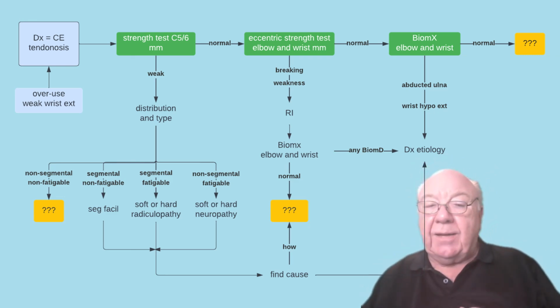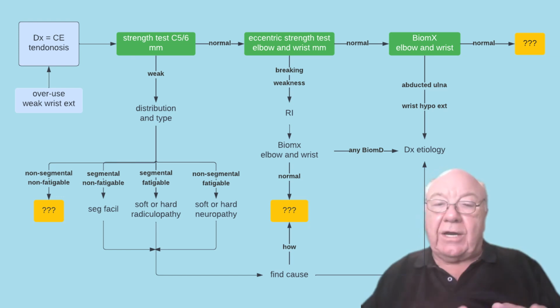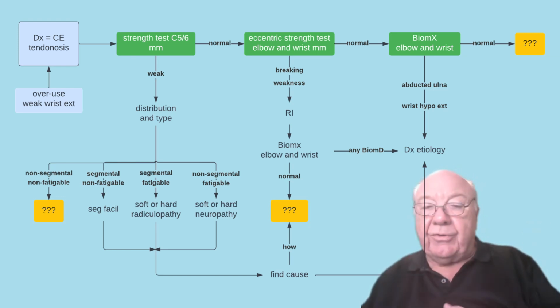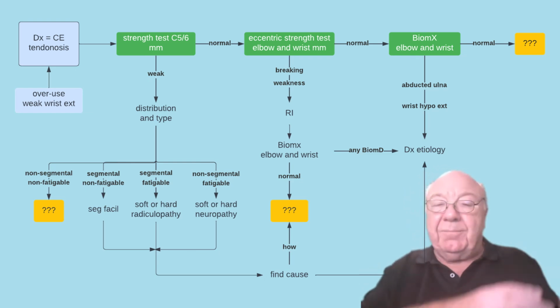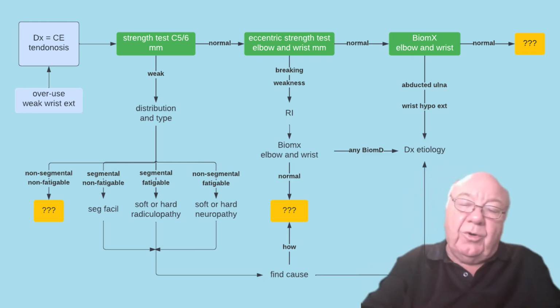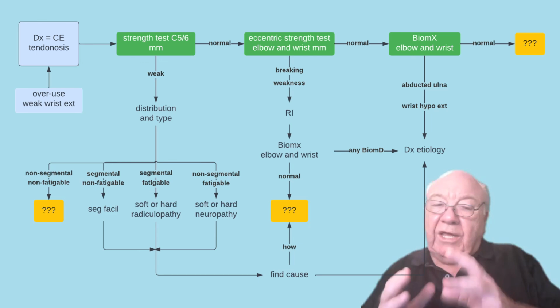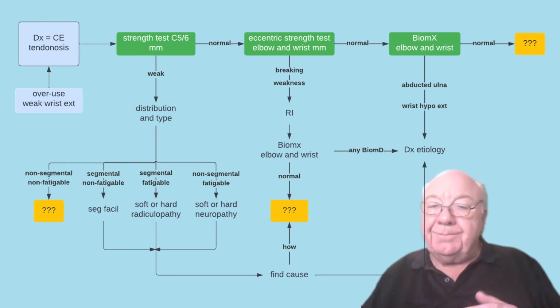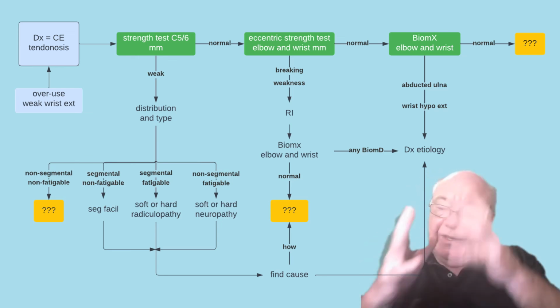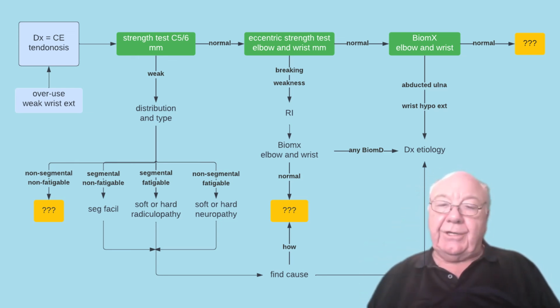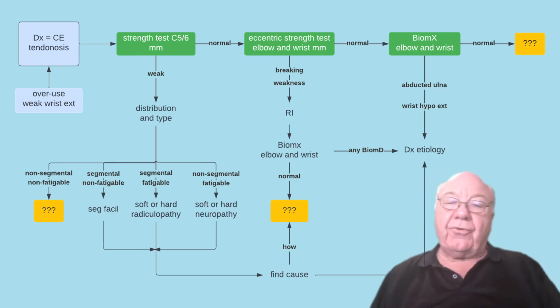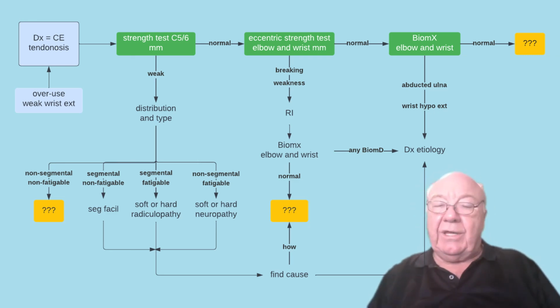Okay, and then if the eccentric contraction is negative, you come on to the biomechanical exam of the elbow and the wrist, and you're looking for an abducted ulna and a wrist hypomobility into extension. These are direct mechanical causes, or at least with a little bit of neurophys thrown in, but these are fairly direct mechanical causes of this. But of course, they can also cause reflex inhibition. Now, if everything's normal, there's your yellow box again. What is the etiology? Okay, so I'm going to leave you to fill those three yellow boxes in, even if it's with only, I have no idea whatsoever. Okay, but they're your boxes.